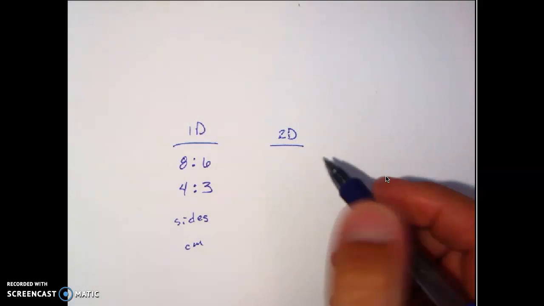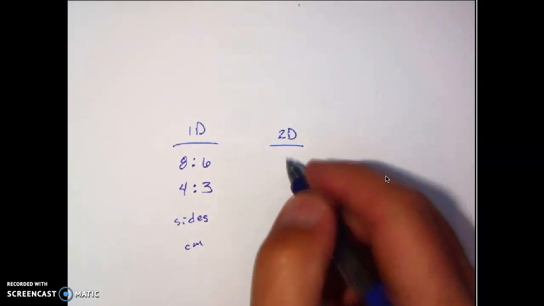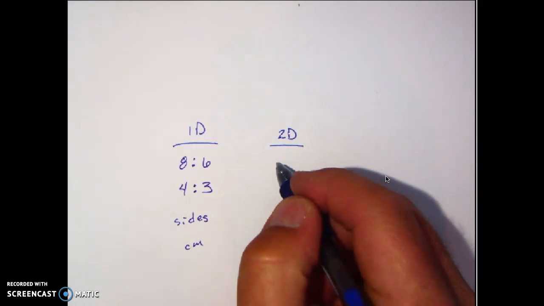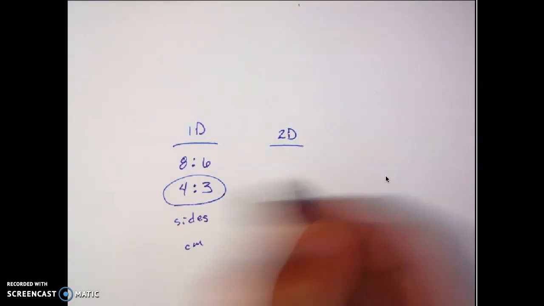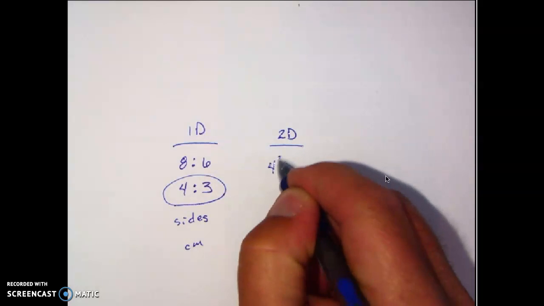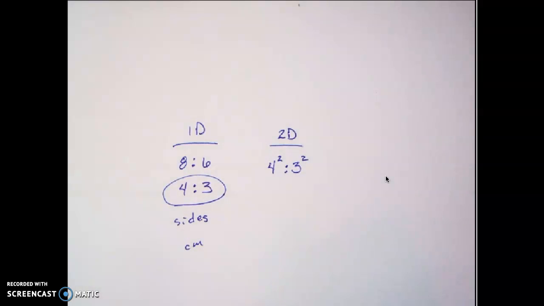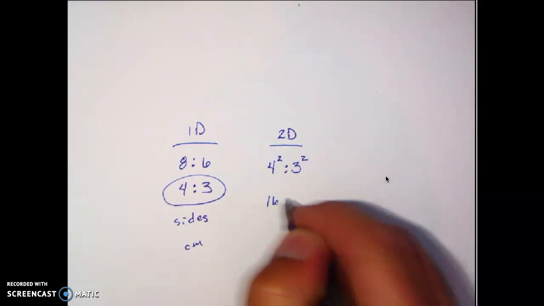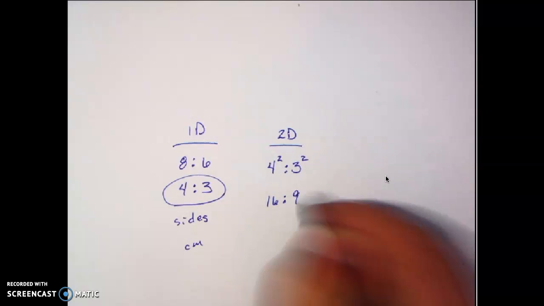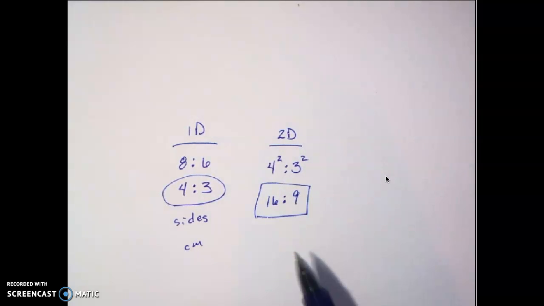So I need to have a two-dimensional ratio to be able to solve a two-dimensional problem. So I'm going to take my 4 to 3 and I will square each of those for my 2D ratio. 4 squared is 16, 3 squared is 9. I have to use my 2D ratio to solve a 2D problem.